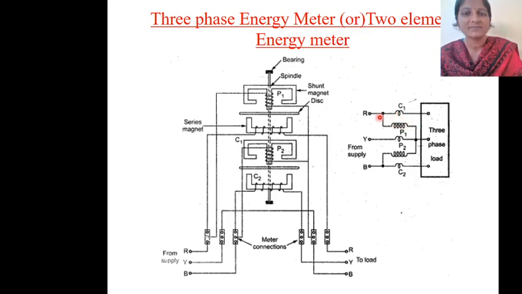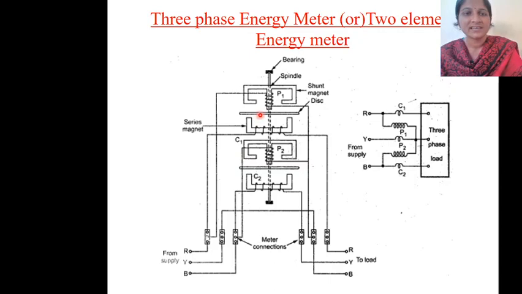If you observe this diagram, there are R, Y, B phases. Three phases are there. In the R phase there is one energy meter, and in the B phase there is another energy meter, and the neutrals are given to the Y phase. So this is one element and this is the other element. With two elements itself you are measuring the three-phase energy. So this is called a two-element energy meter, and this is also called a three-phase energy meter.